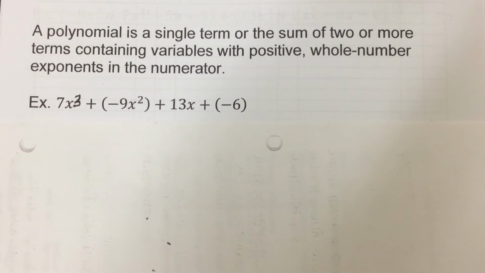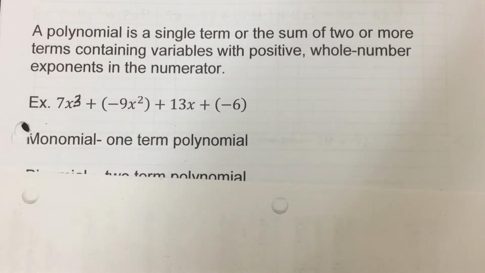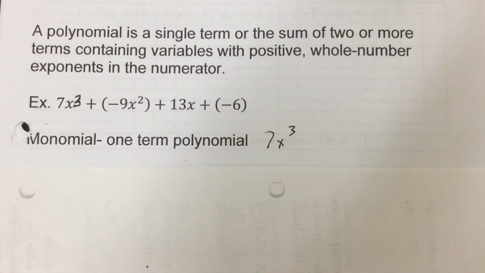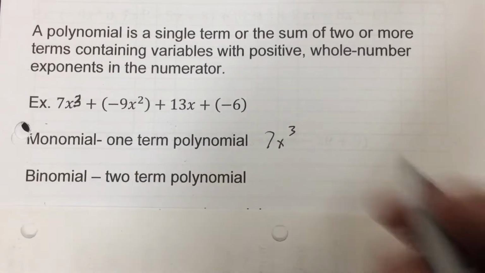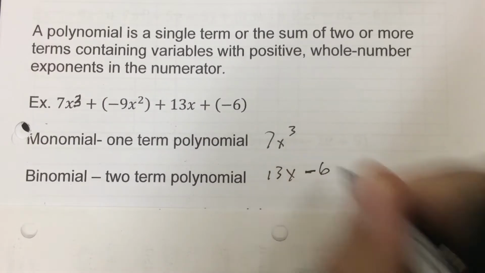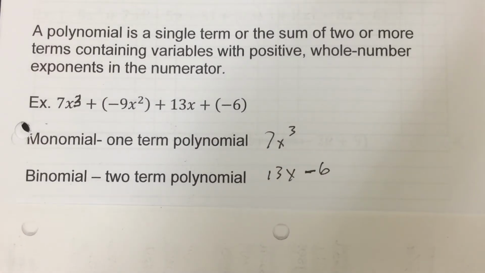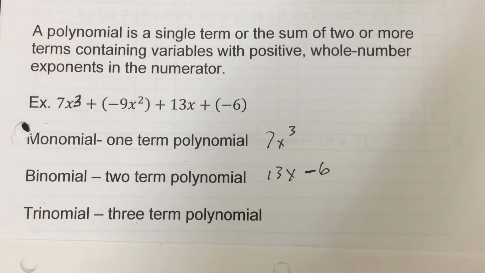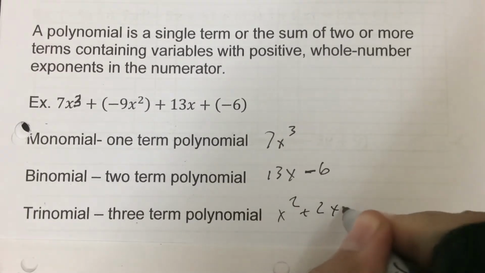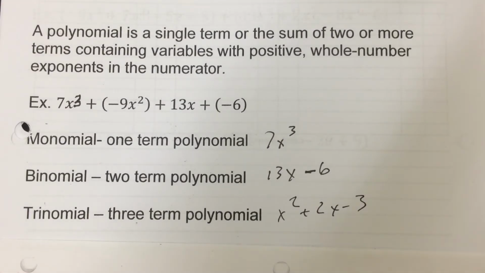We have certain names for however many terms are there, starting with the monomial, which is just one term. So like the 7x to the third would be a single term, so it's a monomial. Binomial is when you have 2. So if it was, say, 13x minus 6, that's 2 terms, so binomial. Trinomial is when we have 3 terms. So like x squared plus 2x minus 3 would be a trinomial. 3 terms.